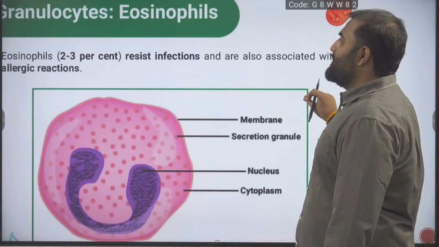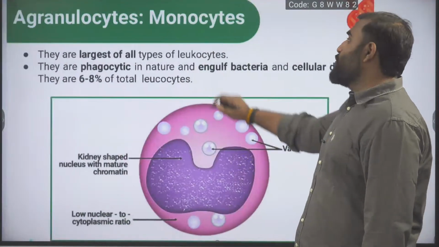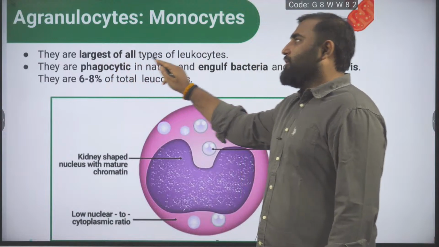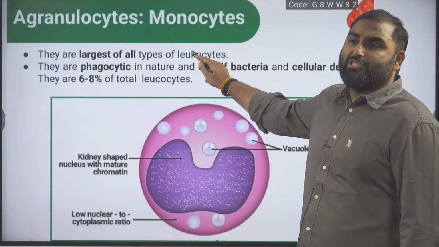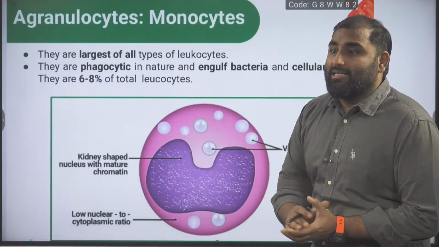Now, next one. After this, agranulocytes. In agranulocytes, we have monocyte, the largest of all WBC. Very commonly asked question: which is the largest in the size?